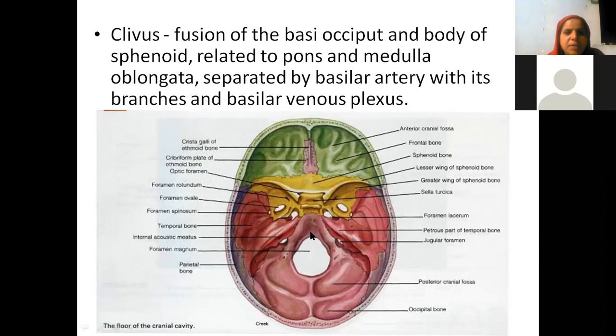So this is the clivus area. It is the fusion of the basi-occiput and the body of the sphenoid bone. So it is related to the brain stem. Basi-occiput is basically the clivus on the outside, right? Here also we will see the corresponding part. This area is also basi-occiput only. From outside, the area of the pharyngeal tubercle, what I told you previously, is also basi-occiput only. Correspondingly, inside also the same thing. Basi-occiput, body of sphenoid bone.